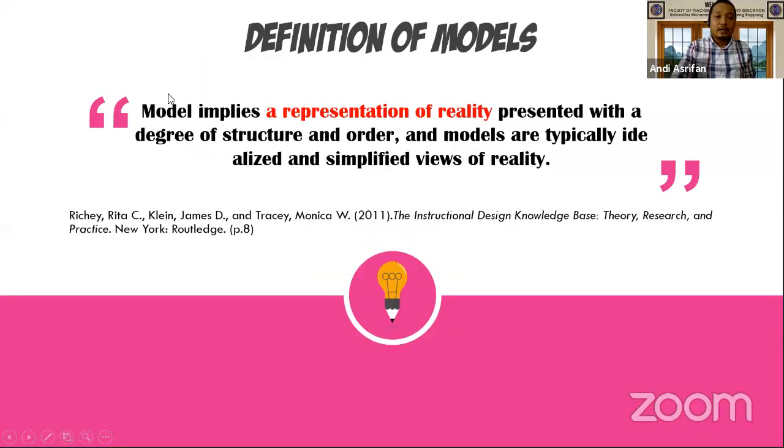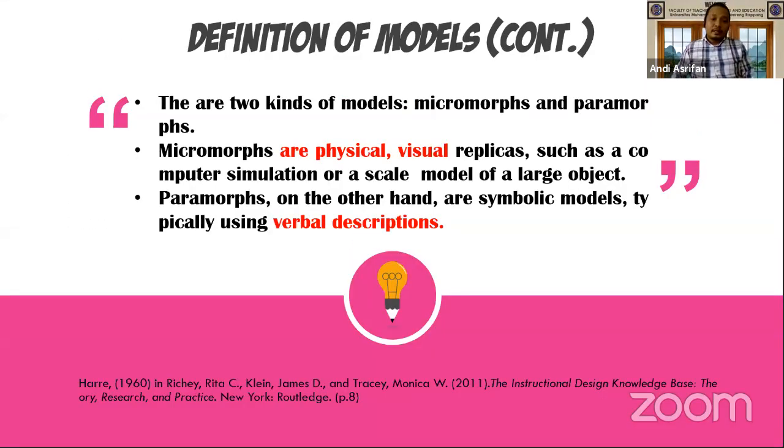Okay, the definition of model here, based on Richey et al.: a model is a representation of a reality, with a degree of structure and order, and models are a typical idea that simplifies a view of reality. And then another definition says there are two kinds of model: the first is micromorph and paramorph. Micromorph is about the physical and visual, and paramorph is a verbal description.